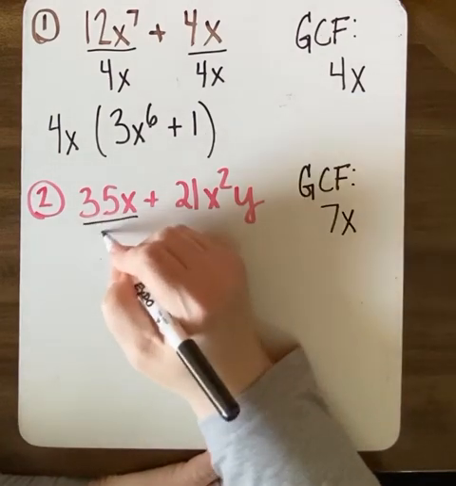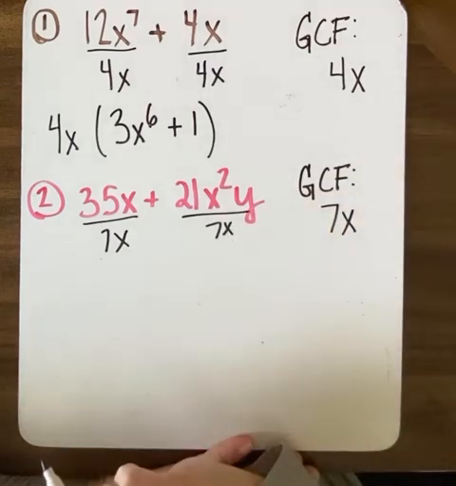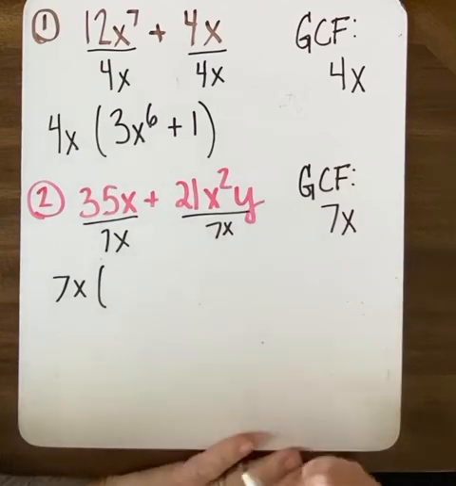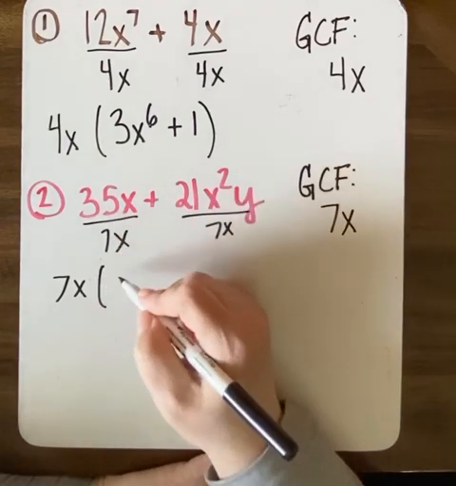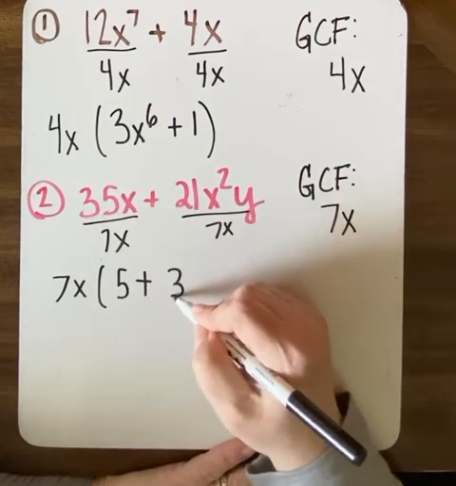So now I could take that greatest common factor and divide both terms by that greatest common factor. Remember that that greatest common factor always goes on the outside. And now I'm going to be able to divide. This will give me a 5, 3xy.